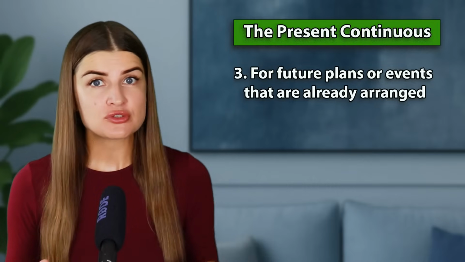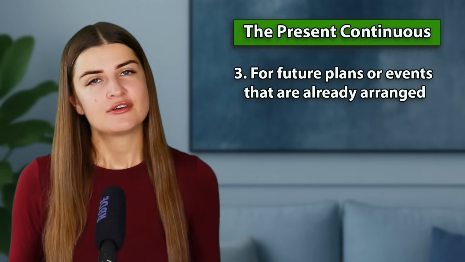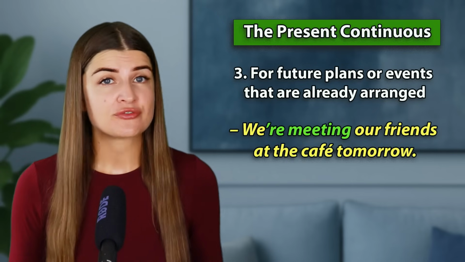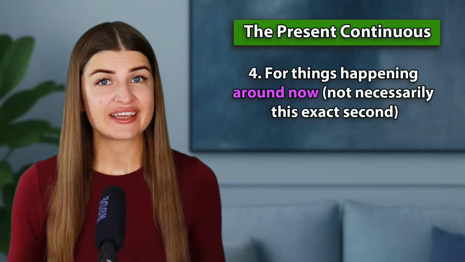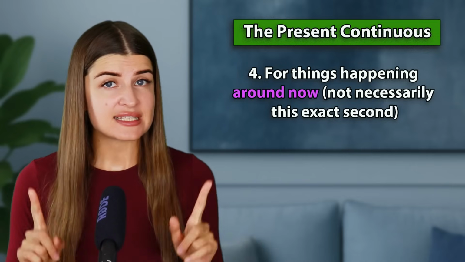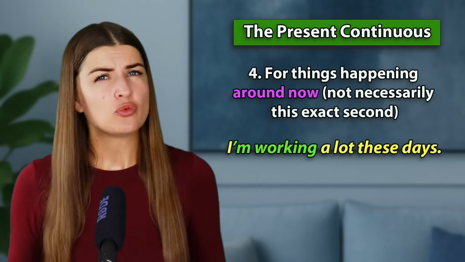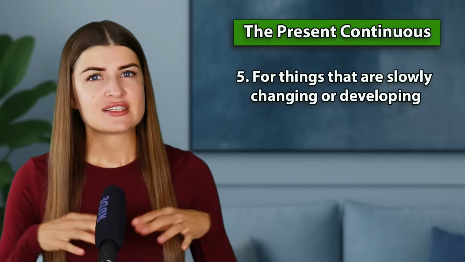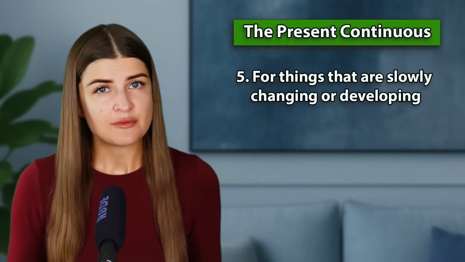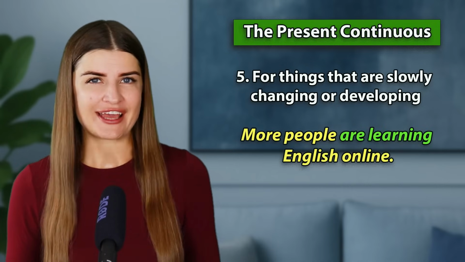We use it for future plans or events that are already arranged. For example, we're meeting our friends at the cafe tomorrow. We use it for things happening around now, not necessarily this exact second. For example, I'm working a lot these days. We use it for things that are slowly changing or developing, like more people are learning English online.